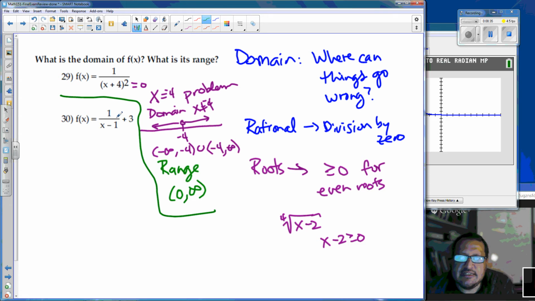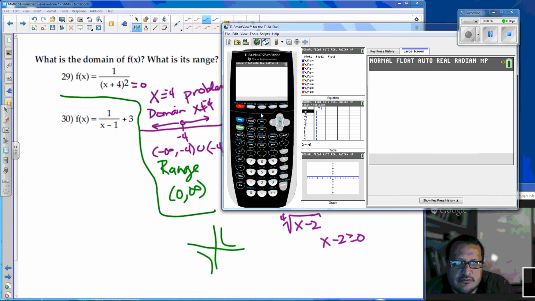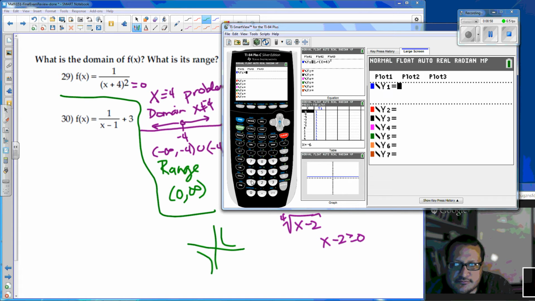Now for this one, the base function is 1 over x. I can remember that 1 over x kind of looks like this, and then I can think of this as horizontal and vertical transformations. Let's say I forgot all that. This is where our graphing calculator helps us. We graph this. It's very important to put parentheses, or it will be wrong because of PEMDAS. It's very important to put the x too.